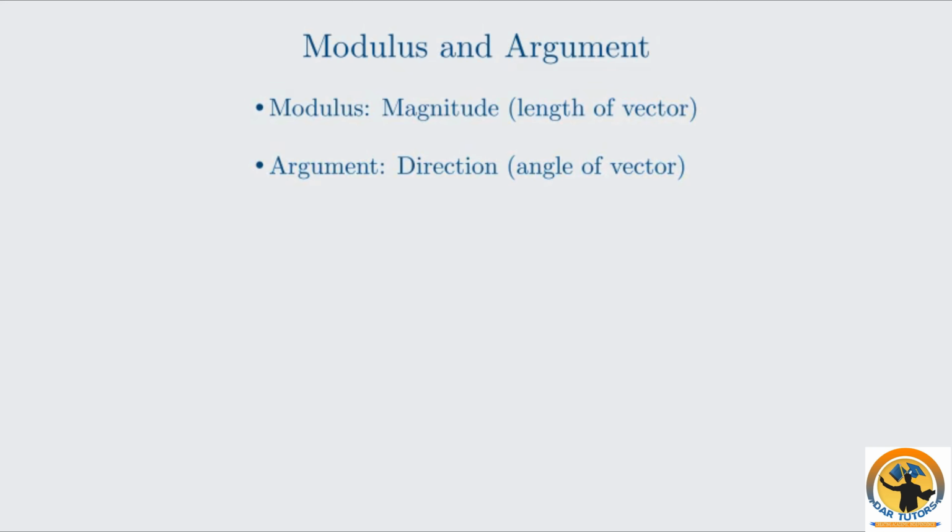Let's start with the modulus. The modulus of a complex number z equals a plus bi is the length of the vector from the origin to the point a, b. We denote it with vertical bars, like absolute value, and it's calculated using the Pythagorean theorem. The modulus of z equals the square root of a squared plus b squared.